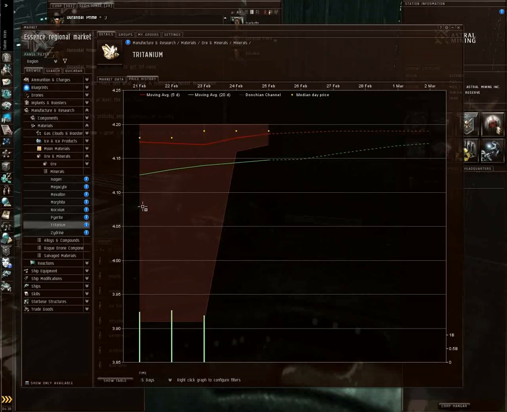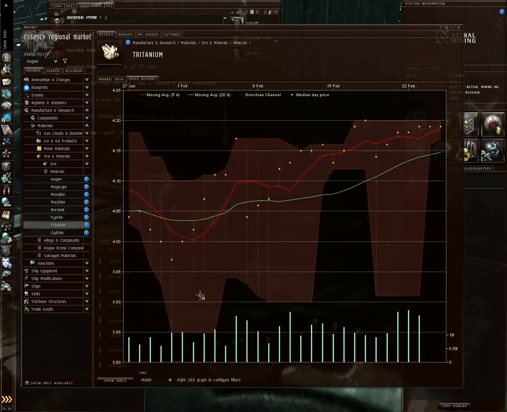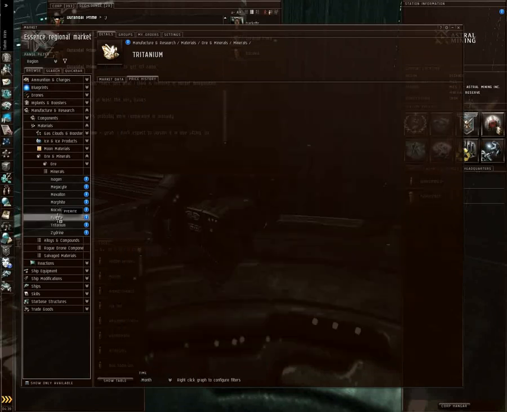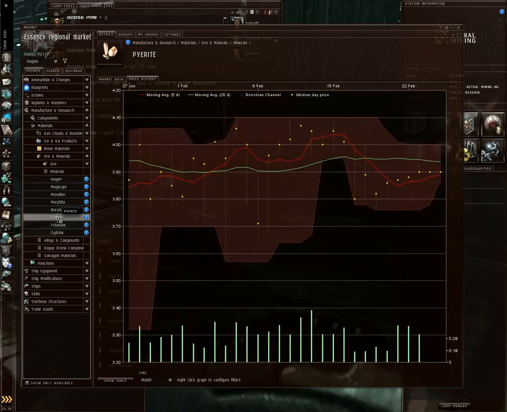Then let's try to see some of the differences just before we finish off. This is over the last month of titanium in Essence region, and it's a rather nice dungeon, really wide, so there's actually a large opportunity of earning some good ISK. Let's see pyrite, also rather wide. We can see it's actually trending downwards.